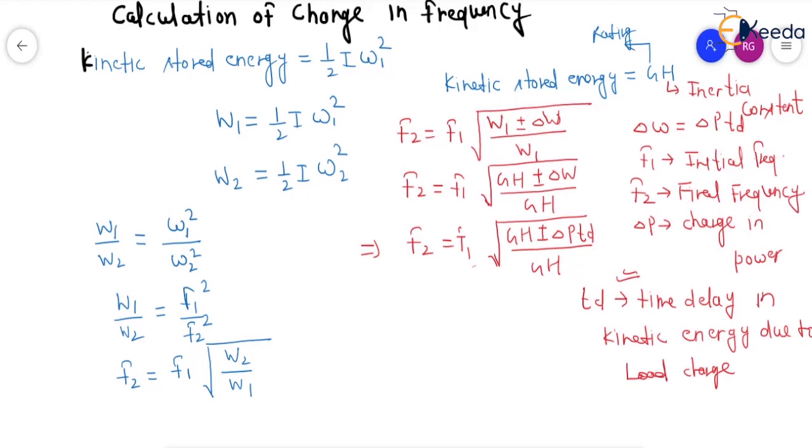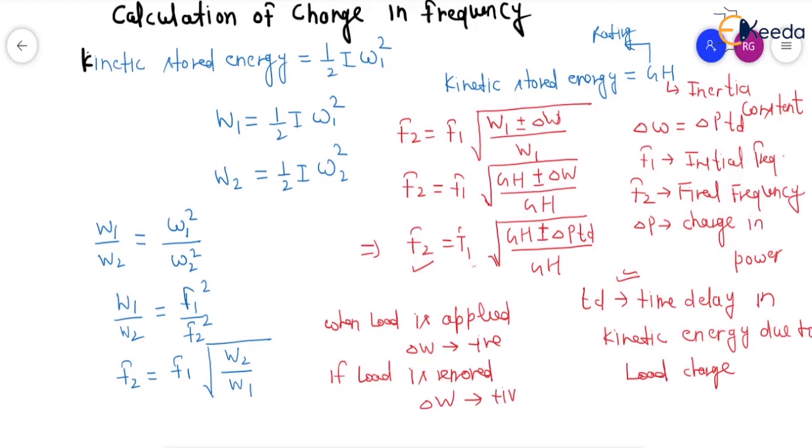So these are the constants, and one more thing here, it will be plus or minus. So delta W would be plus or minus. We know that when load is applied, the frequency F2 will decrease. So here it will be minus, so delta W will be negative. If load is removed, then frequency will increase, so delta W will be taken as positive.